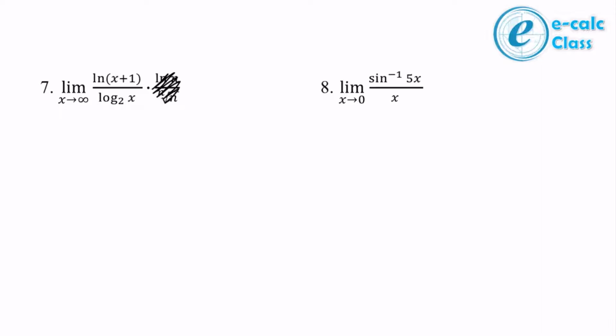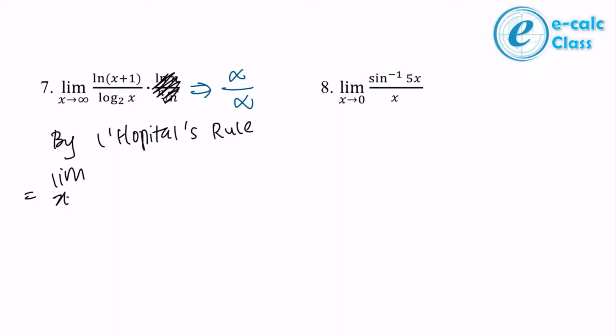Anyway, if you put in infinity, you will have ln infinity. Ln infinity is infinity. Log base 2 of infinity is also infinity. Hence, you can use L'Hopital's rule. Because ln is easy to differentiate. Well, how should I put it? We know the derivative of the ln function and the log function. So I just go ahead and differentiate top, differentiate bottom.